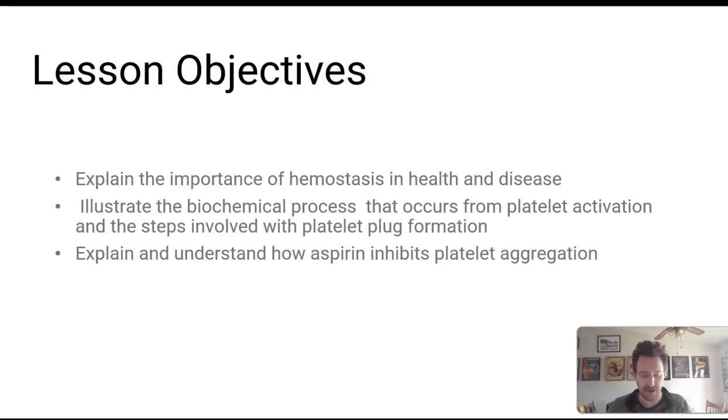Before we dive in, here's a list of lesson objectives covered throughout my lesson. By the end of the lecture, students should have a good understanding of why hemostasis is important in achieving health and how it aids in the understanding of various disease processes. Students will be able to illustrate the important biochemical processes that occur from platelet activation and the multiple steps involved with platelet plug formation. Lastly, I will go over one of the more common drugs, aspirin. Students will be able to understand how its mechanism of action inhibits platelet aggregation.